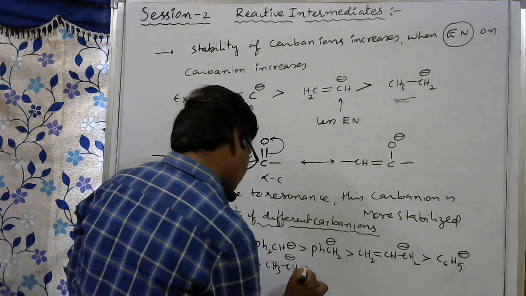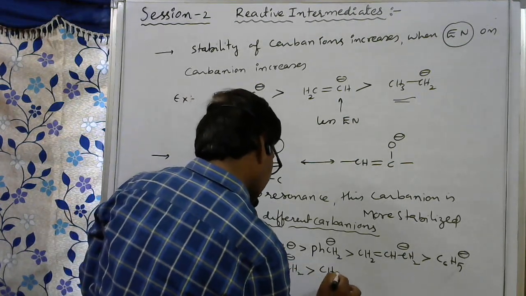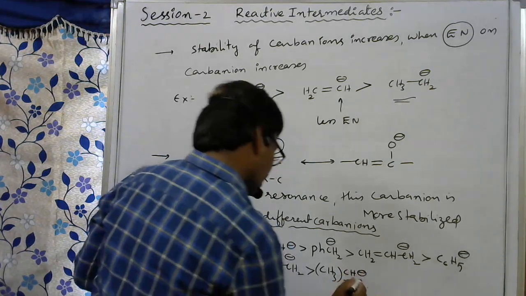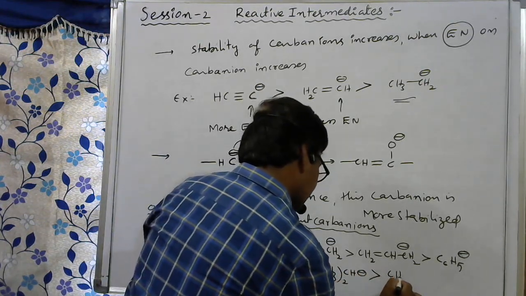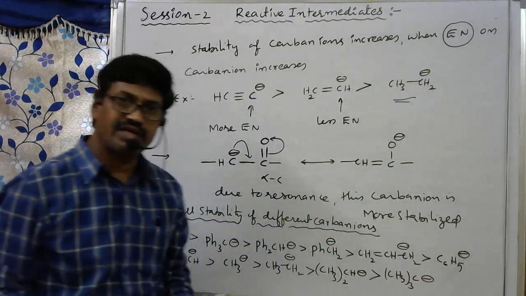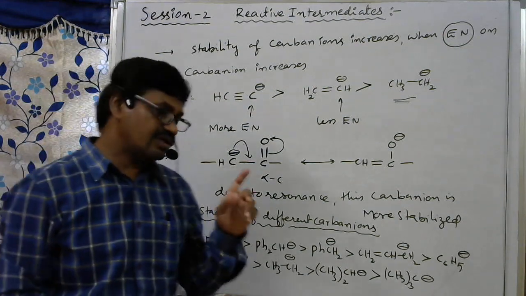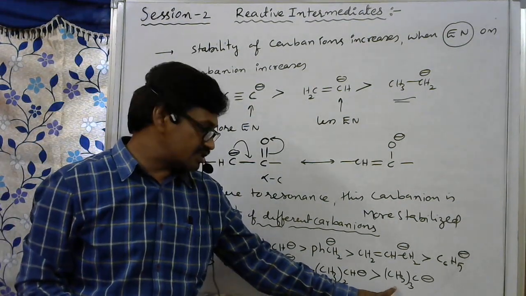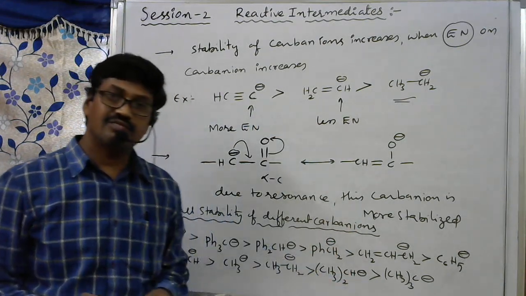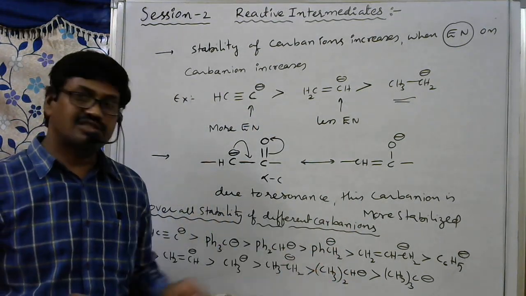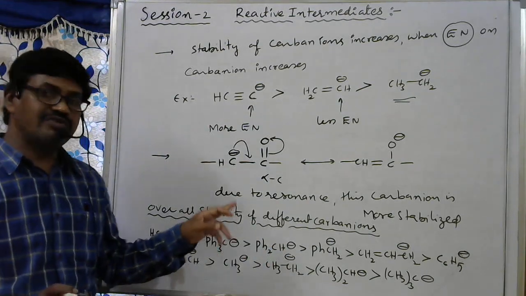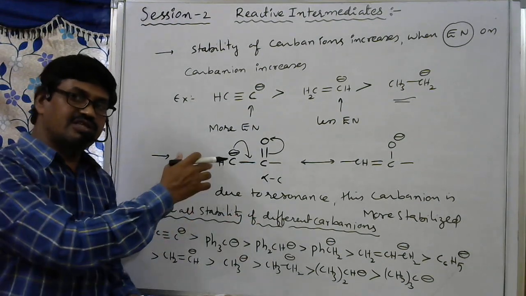Then this is more stable than the secondary propyl carbanion, with CH3 taken twice. The least stable is the tertiary butyl carbanion. This is the order of stability. For carbocations, the tertiary butyl carbocation is more stable, but here the tertiary butyl carbanion is least stable. So all these we have to remember. This is the overall stability of different carbanions based on different reasons.